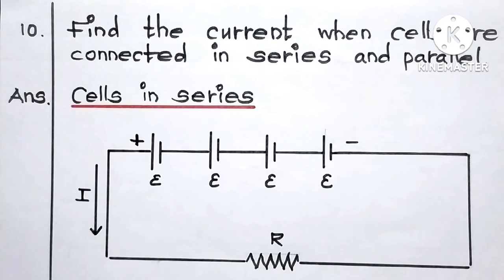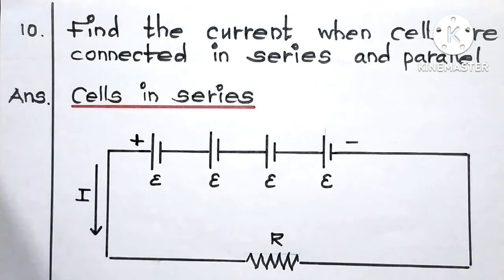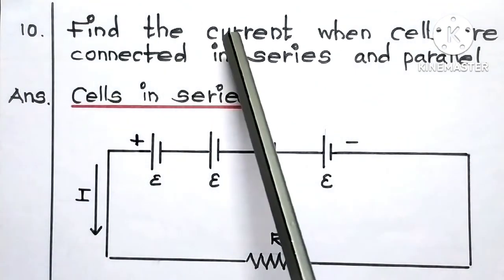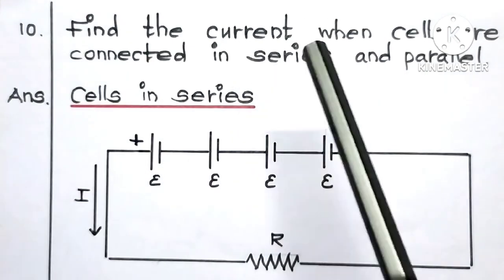Today in this video we are going to see Tamil Nadu State Board syllabus, Class 12 Physics, Unit 2 Current Electricity, Derivation number 10. Today we are going to see the 10th derivation. This is part 10 of this video series. Come on, let us continue with our studies. Find the current when cells are connected in series and parallel.